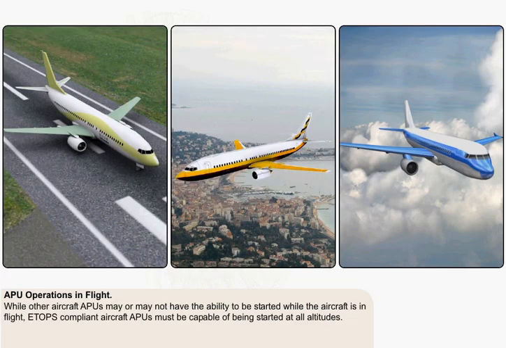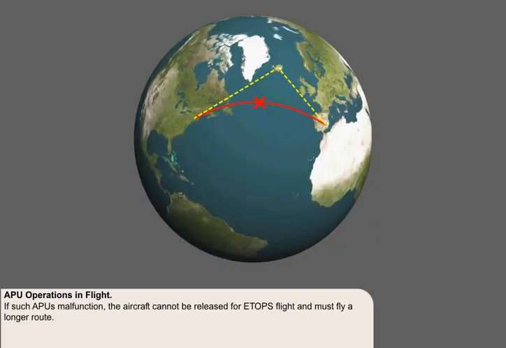Auxiliary power units fitted to ETOPS aircraft must be extremely reliable, as they are used in place of the failed engine to supply backup electrical and pneumatic power during single-engine operations. While other auxiliary power units may or may not have the ability to be started while the aircraft is in flight, ETOPS-compliant auxiliary power units must be capable of being started at all altitudes. If such auxiliary power units malfunction, the aircraft cannot be released for ETOPS flight and must fly a longer route.